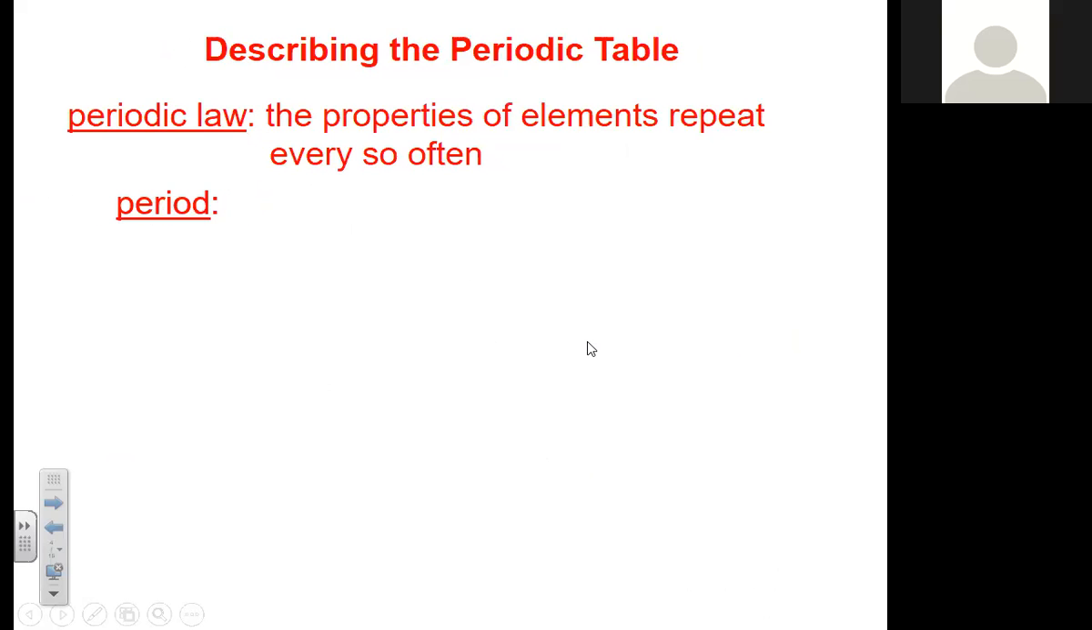So we already talked about this a little bit. Periodic law, the properties of the elements repeat. That's why it's called periodic table. The elements repeat. It's periodic. A period, a row, or a column? 50-50 shot. A period is a row or a column. Nope. It's a row. Here's how you can always remember it.